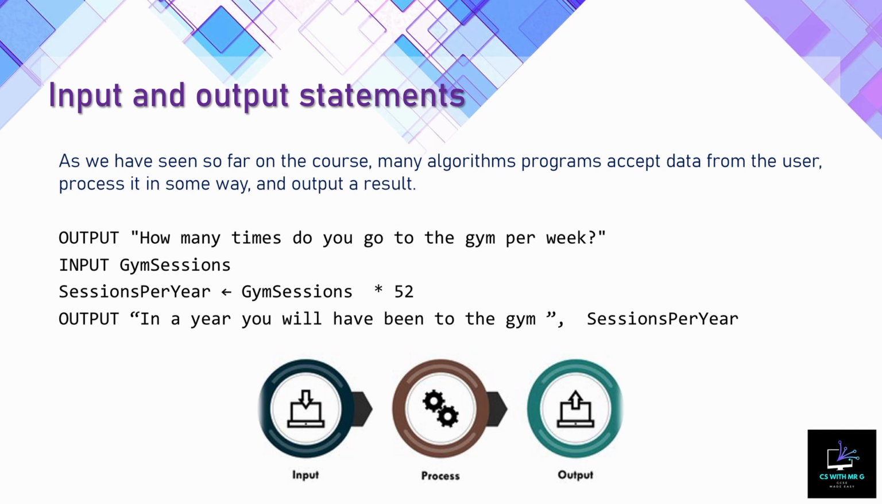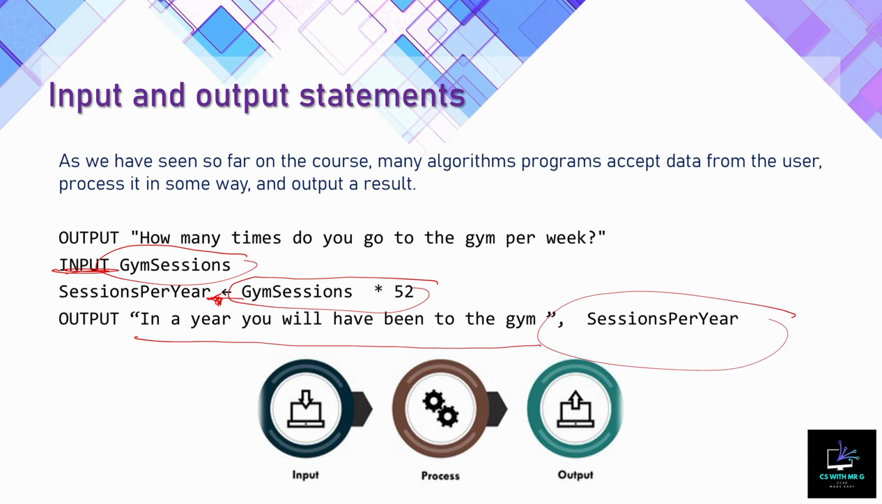Here you can see some basic input and output statements written in pseudocode, and I have asked the question in my program, how many times do you go to the gym per week? Once the user types in their response, this is stored in the variable gym sessions. So we input this value, input gym sessions, and we then multiply gym sessions by 52, and the answer to this equation will be stored in the variable sessions per year. I can then print out a statement saying in a year you will have been to the gym this amount of times, which will be this variable from here.